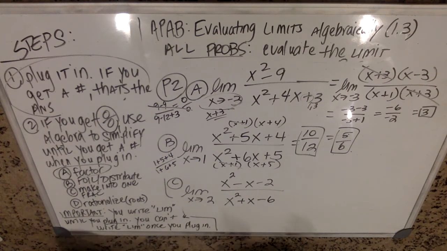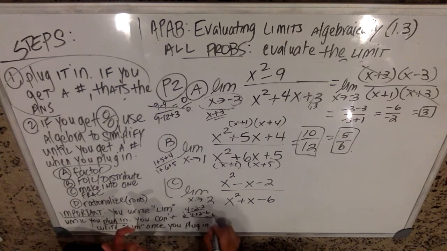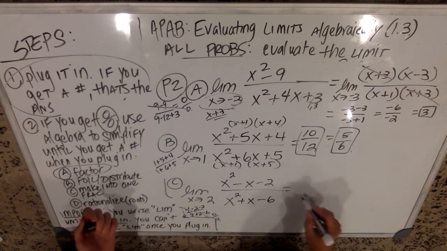And then the last one, right, when I plug in, and I'm going to do that right here just to see what happens, I get a 4 minus 2 minus 2. Well, it's a 0 on the top. I get a 4 plus 2 minus 6. That's also a 0 on the bottom. So I get 0 over 0, which is never the answer, but means that I should be able to factor.